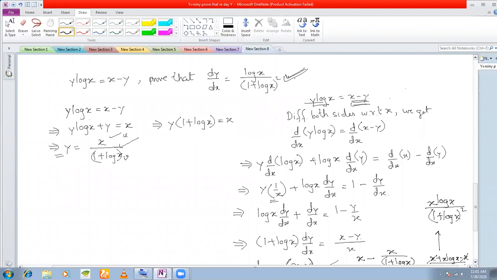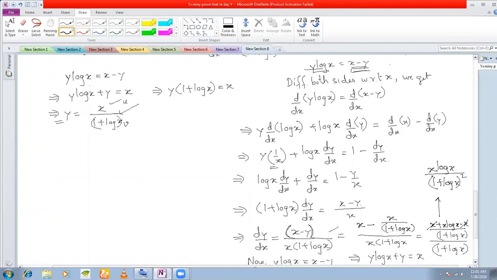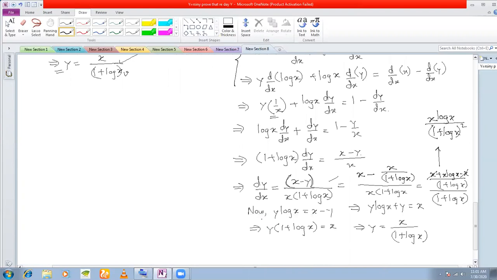Yes, getting this. Okay, so what we have done here is that we have differentiated the implicit function, and we found out an expression for dy dx, and we are putting back the value of y after finding out the value of y from the function. I'm putting the value of y here to get my required expression.